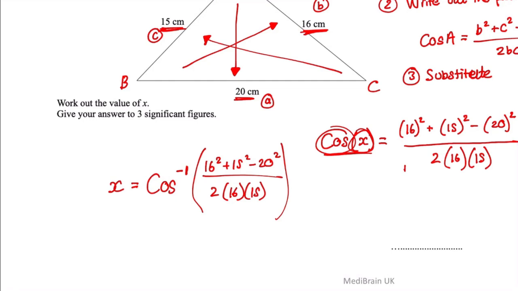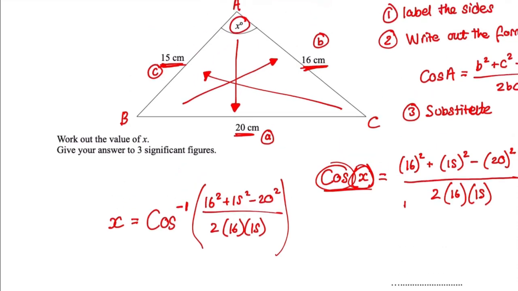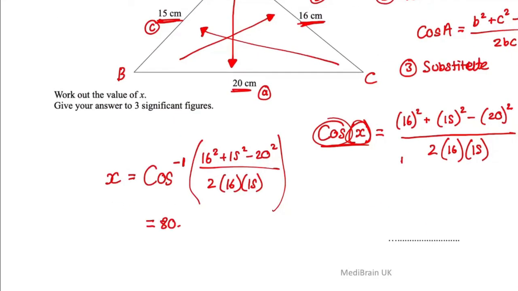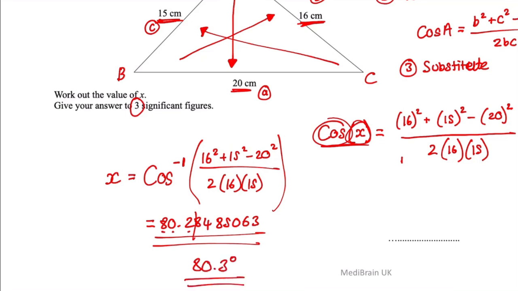Okay, so I'm going to type this into my calculator. We have inverse cos of 16 squared plus 15 squared minus 20 squared, over 2 times 16 times 15. Close your brackets, and you will get an answer of 80.28485063. It does say to 3 significant figures, so you count 1, 2, 3, cut off there, and it rounds up. So it's going to be 80.3 degrees, your final answer.